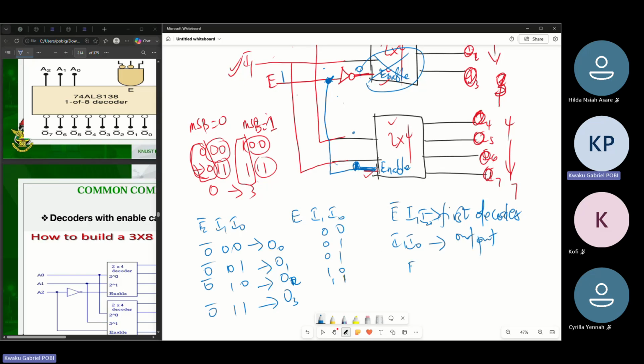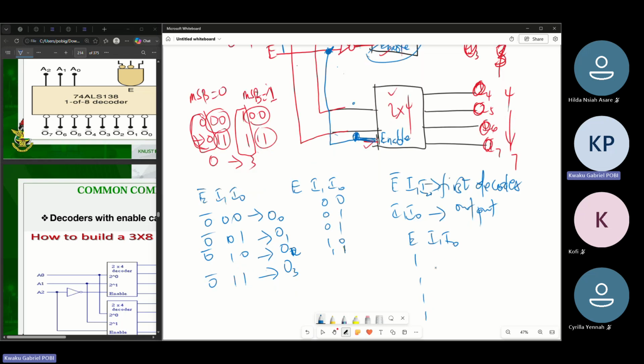So in that case, you have E, I1, I0 like this. If it's 1 here, you have 4 possibilities: 1, 0, 0, then 1, 0, 1, 1, 1, 0, and then 1, 1, 1. This looking like M4, this looking like M5, this looking like M6, and this looking like what? M7. So this is M4, all the way to M7 in that case.